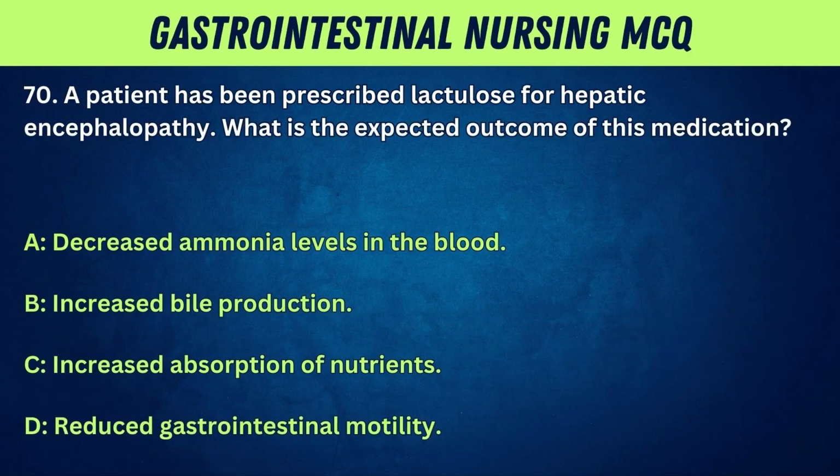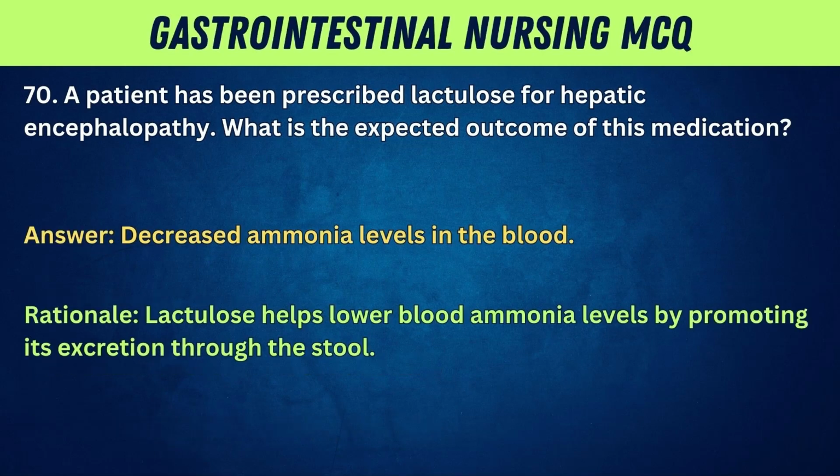transplant. 70. A patient has been prescribed lactulose for hepatic encephalopathy. What is the expected outcome of this medication? A. Decreased ammonia levels in the blood. B. Increased bile production. C. Increased absorption of nutrients. D. Reduced gastrointestinal motility. Answer. Decreased ammonia levels in the blood. Rationale. Lactulose helps lower blood ammonia levels by promoting its excretion through the stool.